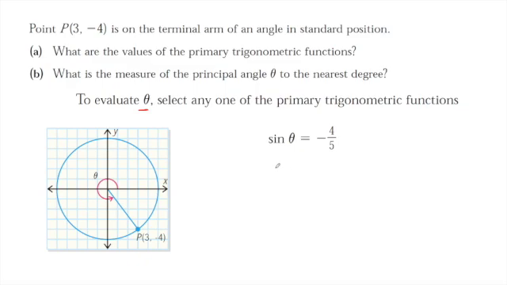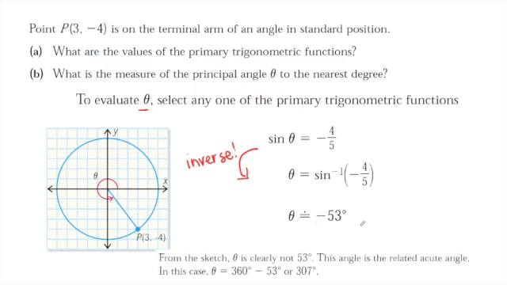I hope that you remember how to solve this. You need to take that inverse. That's why we did our review at the beginning. So you're going to get the sine inverse is -4/5, and that should become approximately -53 degrees. However, does this angle theta with this pink arrow look like -53 degrees? No, it does not. So it's actually our related acute angle.